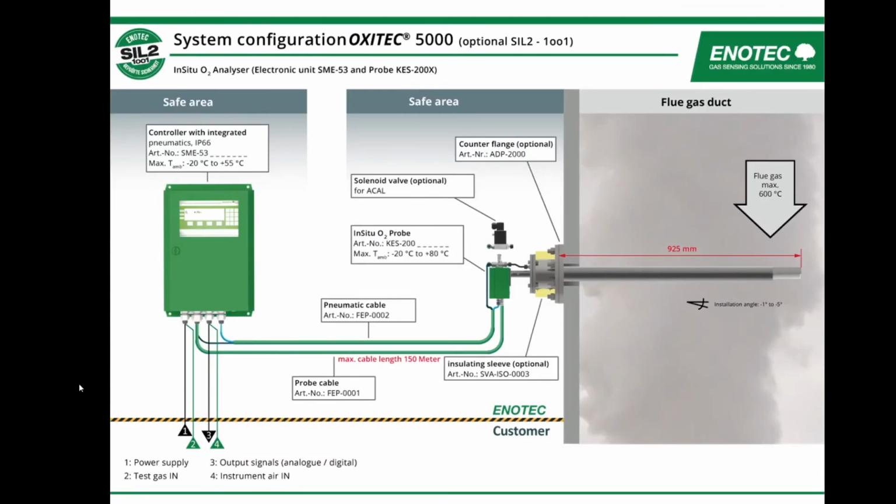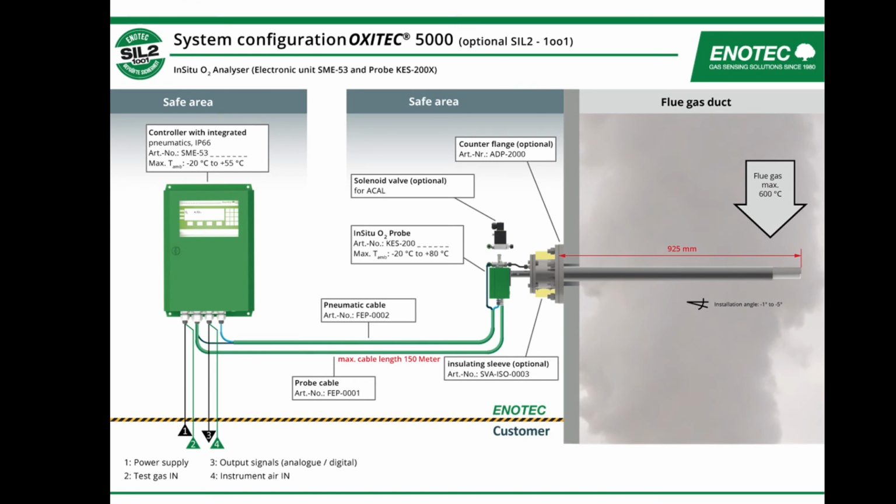So what does an installation look like? This is a system overview of a typical OXITEC system. Here we have the controller connected to the in situ probe by the signal cable and pneumatic tubing. Depending on the requirements at site or user preferences, the OXITEC analyzer system is highly versatile and has many options. For example, the system is also available in a gas ATEX version, typically used in petrochemical industry, or a dust ATEX version, certified for use in applications with potentially explosive dusts, such as for sludge drying or in coal mills.